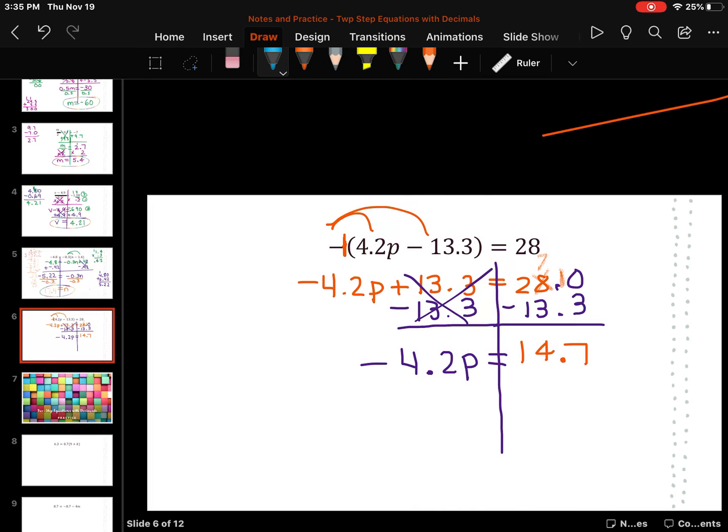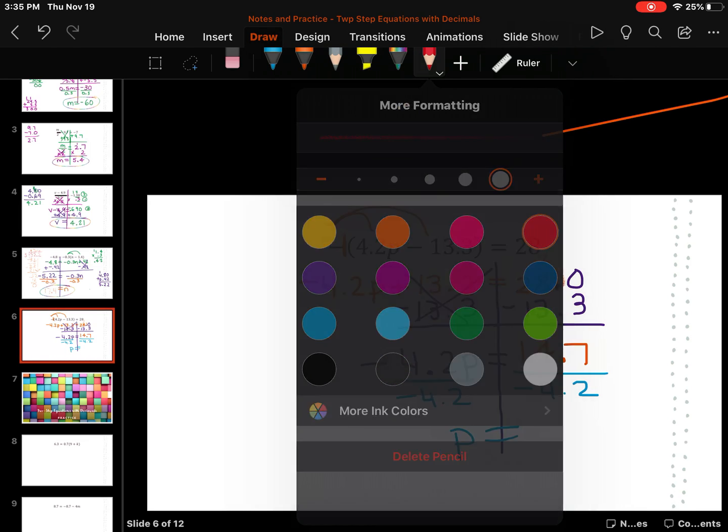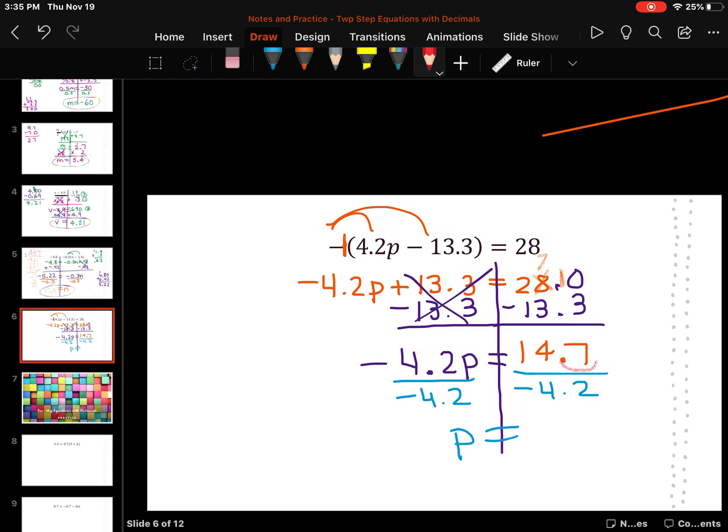From here, our p is still not alone. I see negative 4.2 times p, so I need to divide. Keep your negative with you, which will give me p by itself, and I need to figure out what 14.7 divided by negative 4.2 is, which will give me my answer. Definitely have to slide that decimal, so our division problem should be 147 divided by 42.